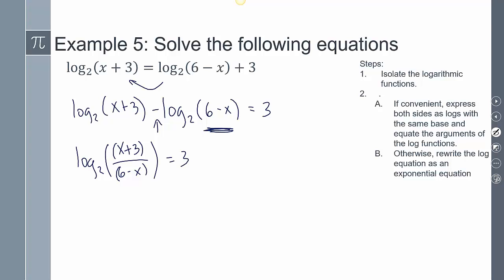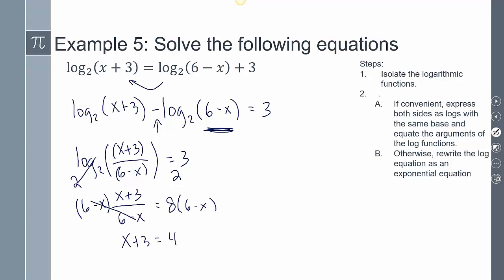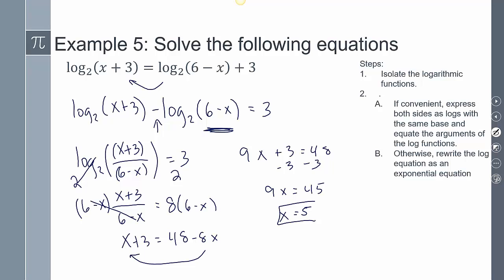So now converting that into an exponential equation, you take base 2 to both sides. And so I get x plus 3 over 6 minus x. That equals 2 to the third, which is 8. Get x's out of the denominator. And I get x plus 3 equals 48 minus 8x. Combine like terms, so bring that over there. We get 9x plus 3 equals 48. Minus 3 on both sides, I get 9x equals 45. x equals 5. So now I need to plug it back in to make sure that it's going to work out.